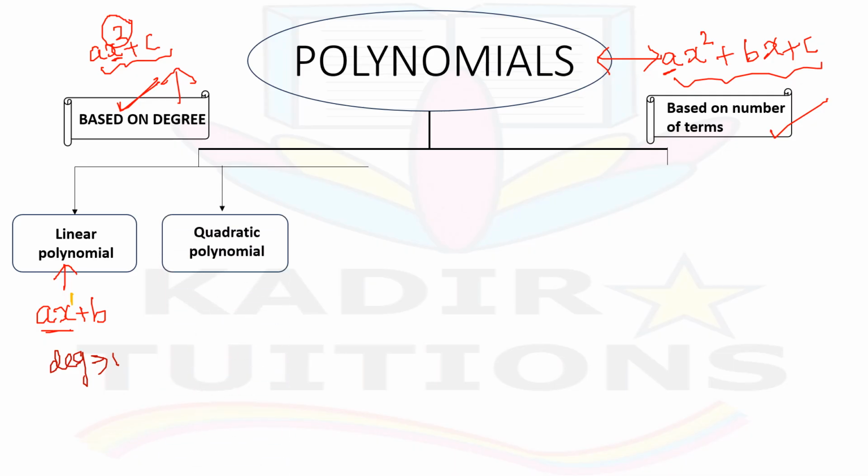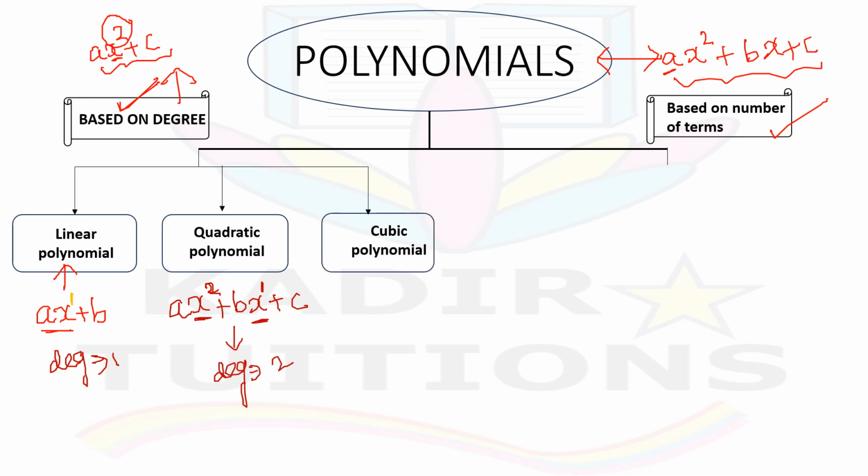The next type is the quadratic polynomial. The general form of a quadratic polynomial is ax square plus bx plus c. Here there are two x's present, right? So in two terms we have x. But in this term the power of x is 1 and in this term the power of x is 2. So always we need to consider the highest power as the degree. So the degree of this quadratic polynomial is 2.